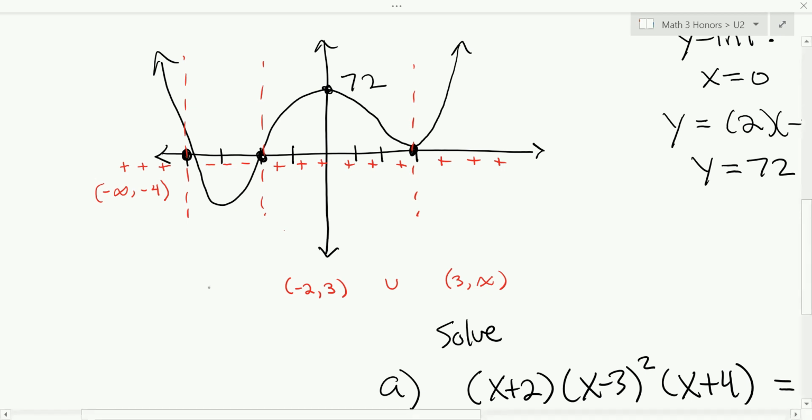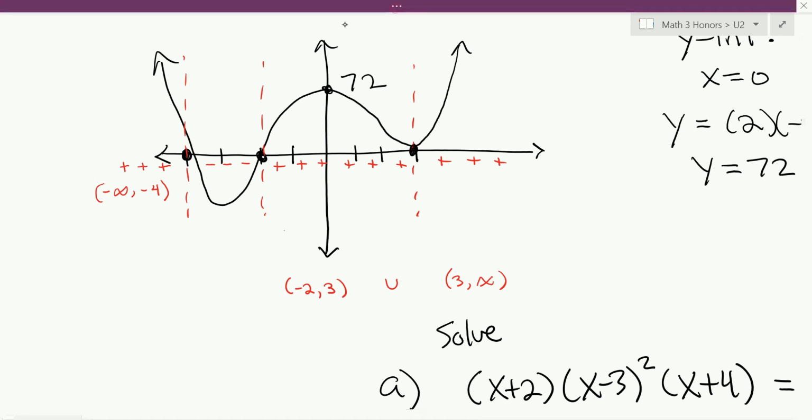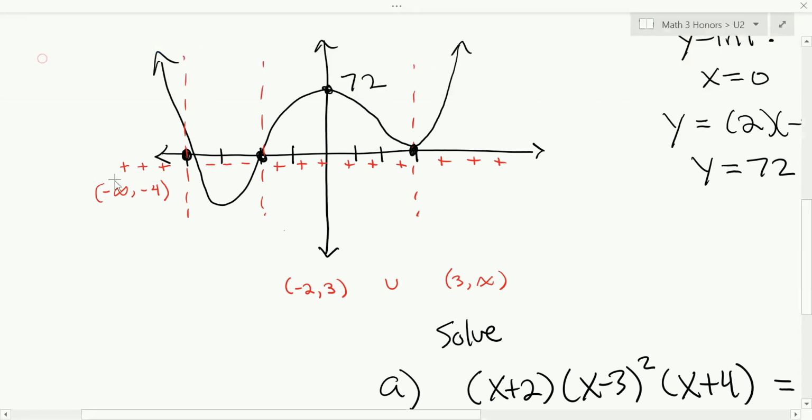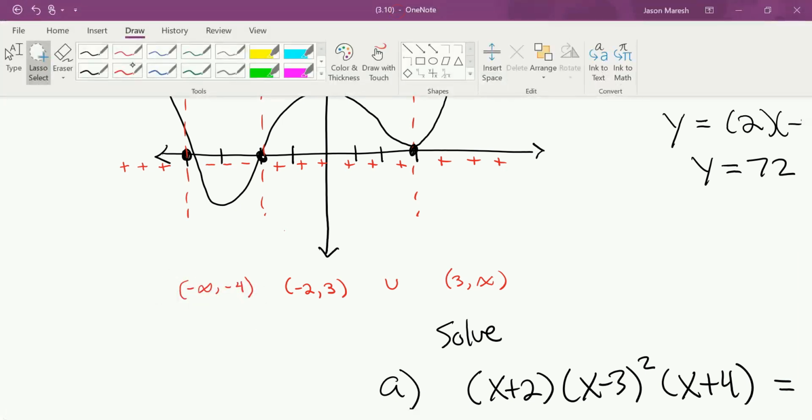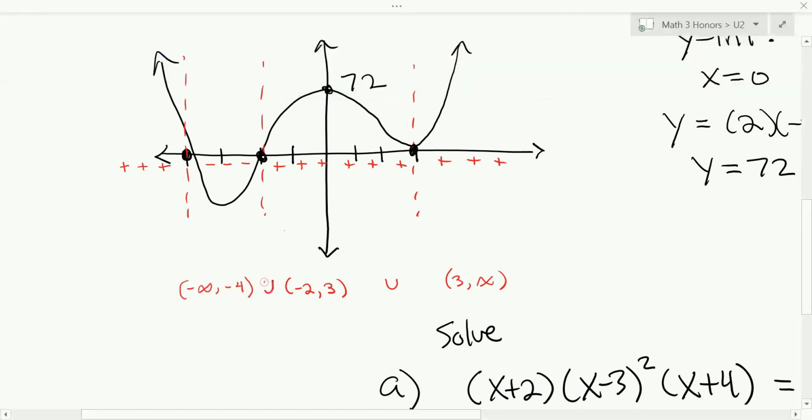So negative... Right, and you're going to put a union sign between them. So that's the answer to that part B.